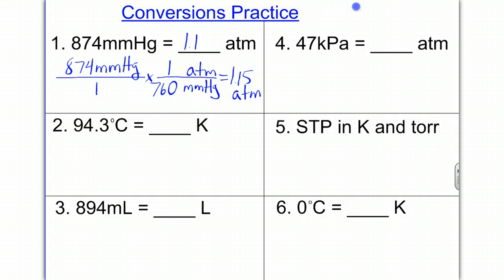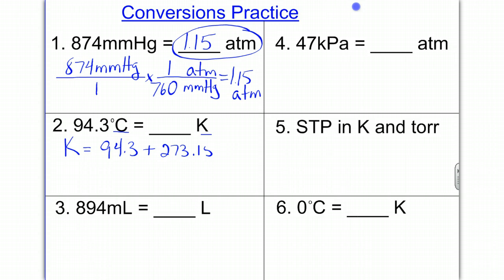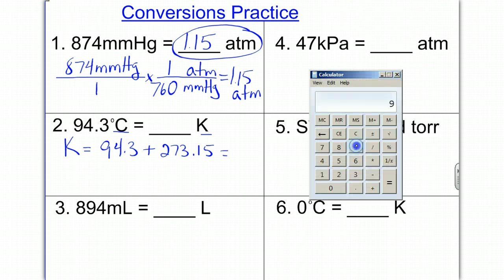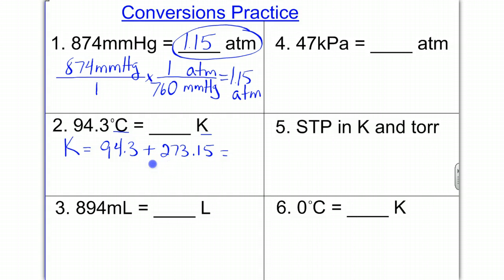And so 874 millimeters of mercury equals 1.15 atmospheres. Okay, number 2. I want to change degrees Celsius to Kelvin. So in order to do that, Kelvin is going to equal Celsius, which is 94.3, plus 273.15. 94.3 plus 273.15 is going to give me 367.45 Kelvin.